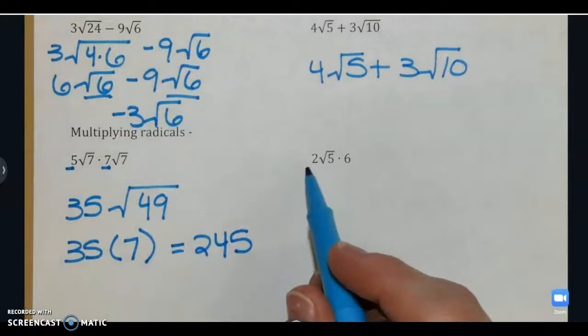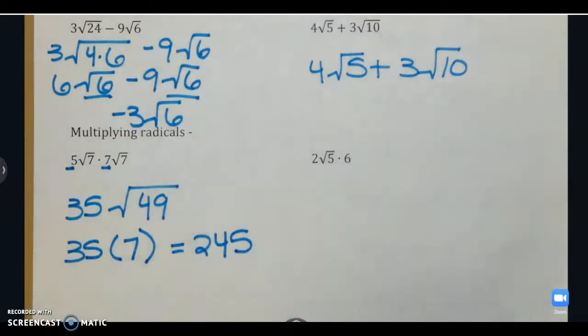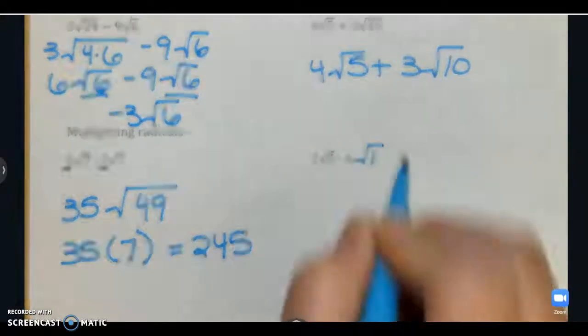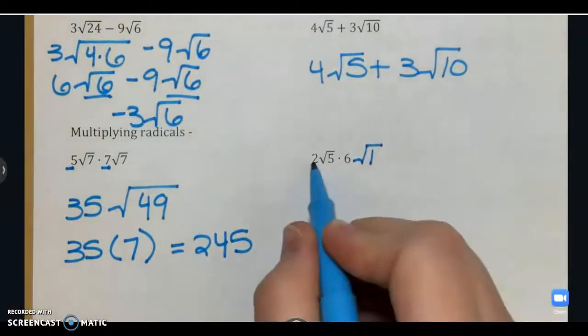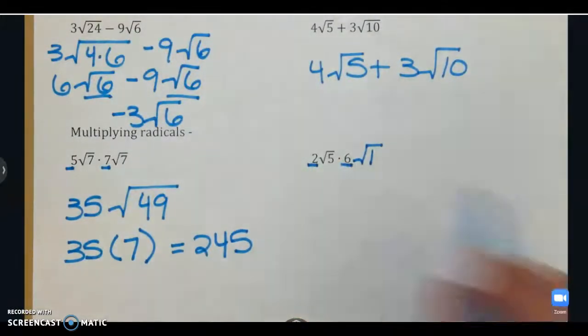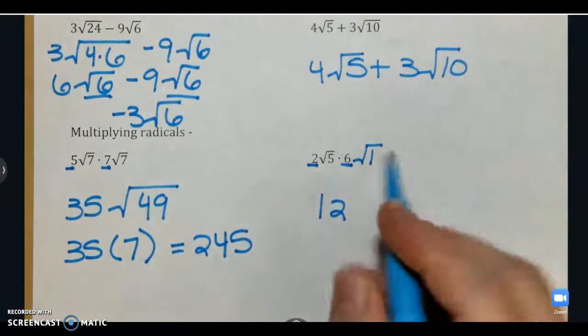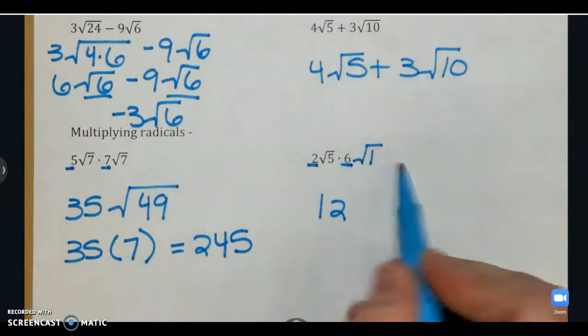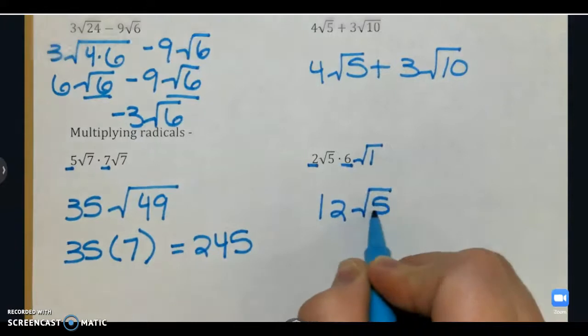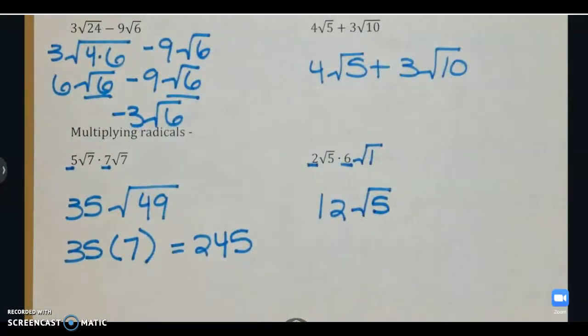I've got another example here, 2 square root of 5 times 6. Now this is the same thing as like 6 times the square root of 1. So I'm going to multiply my coefficients. 2 times 6 is 12. And then I'm going to multiply what's inside my radicals together. 5 times 1 just leaves me with the square root of 5. So 12 square root of 5.